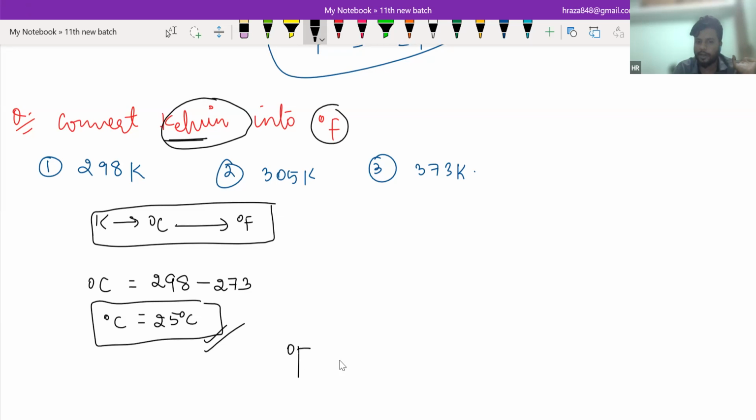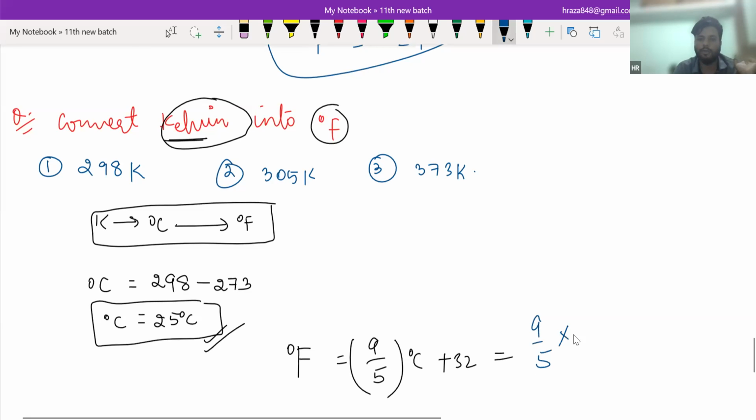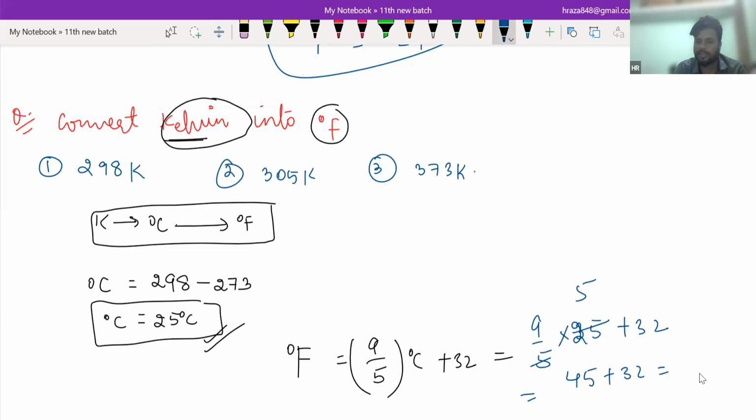Now if it is converted into degree centigrade, it is very easy. We know our formula: degree Fahrenheit is equal to 9 by 5 degree centigrade plus 32. We just need to put the value. The value of degree centigrade is 25, so 9 by 5 into 25 plus 32. The 5 cancels, 9 fives are 45, plus 32, so it will be 77 degree Fahrenheit. Got it, Arnav and Iram? Yes, sir.